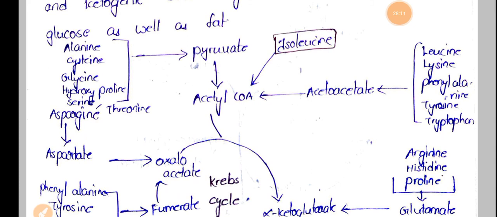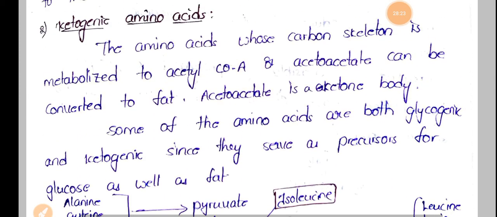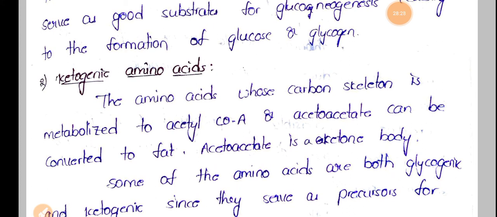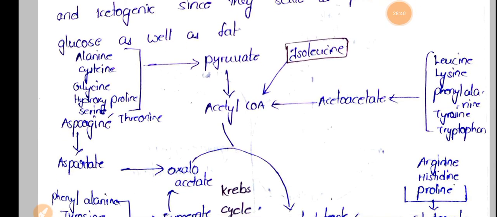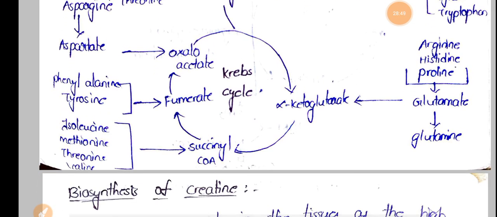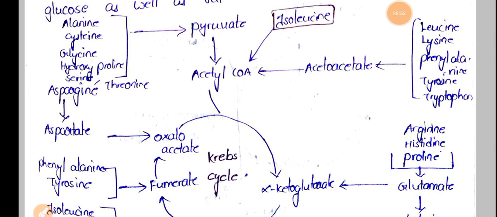Here the amino acids leucine, lysine, phenylalanine, tyrosine and tryptophan are being converted into acetoacetate. So what we have seen is that conversion of an amino acid into acetyl-CoA or acetoacetate makes it a ketogenic amino acid. So leucine, lysine, phenylalanine, tyrosine and tryptophan are ketogenic amino acids. In a similar manner, those giving oxaloacetate or acetyl-CoA are regarded as ketogenic amino acids. So aspartate and asparagine are also ketogenic amino acids.